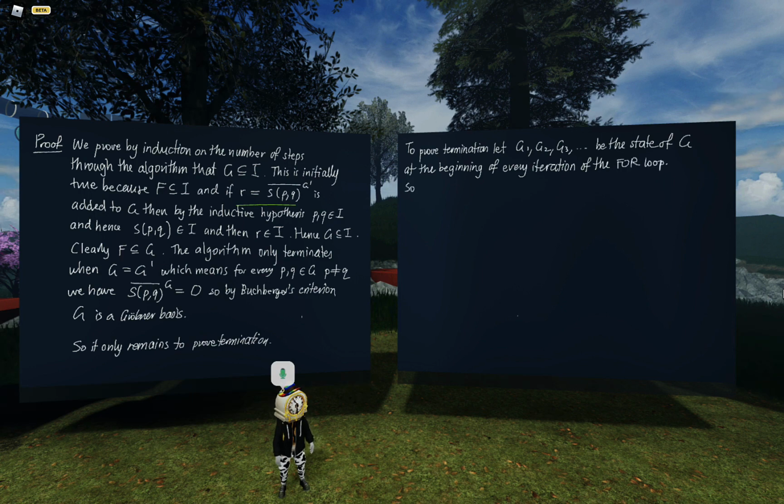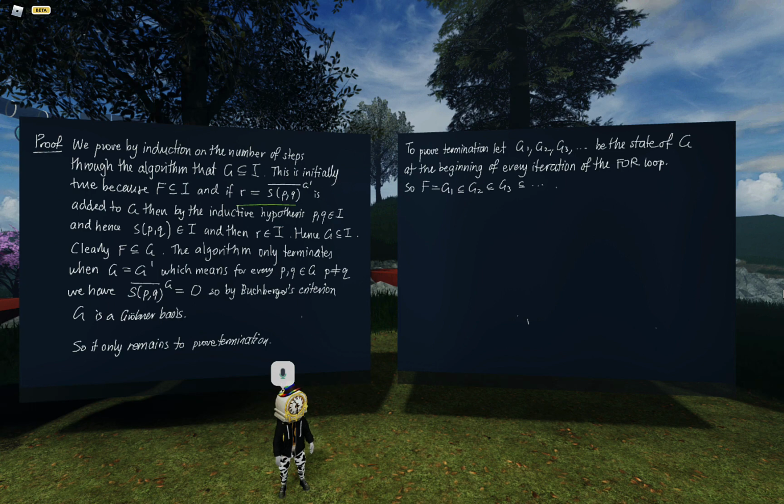Okay, so we have f equal to G1, which is contained in G2, which is contained in G3, and so on. In some steps of the inner for loop, nothing gets added to G. In that case, Gi will be equal to Gi plus 1. And then in some steps, something is added, and in those cases, Gi plus 1 will be equal to Gi union some remainder.